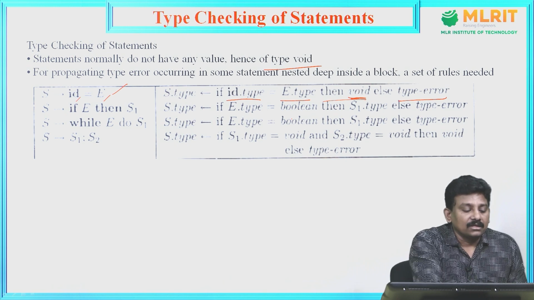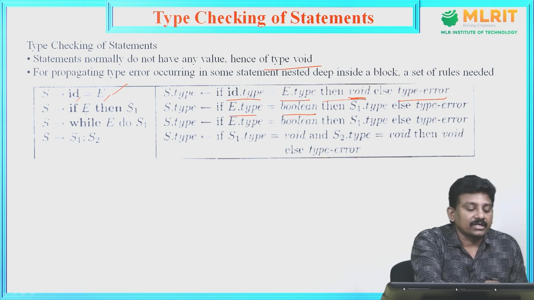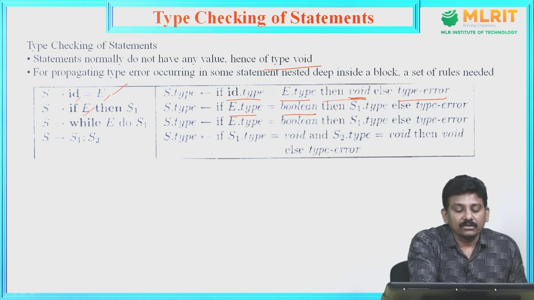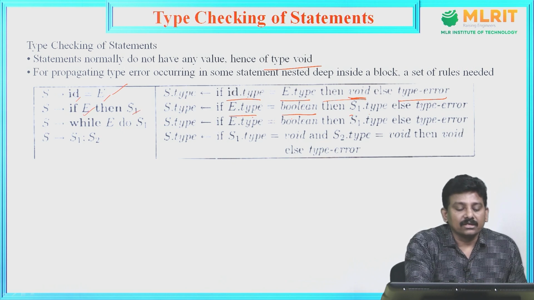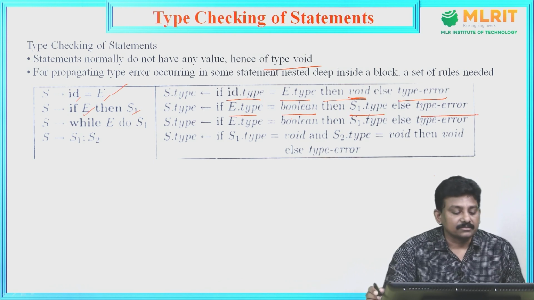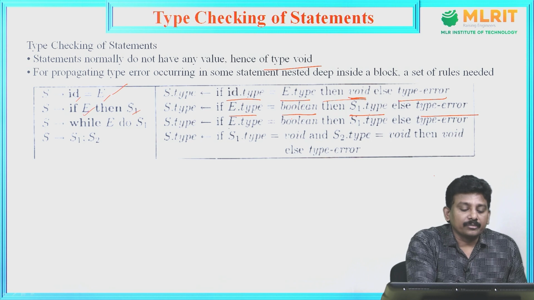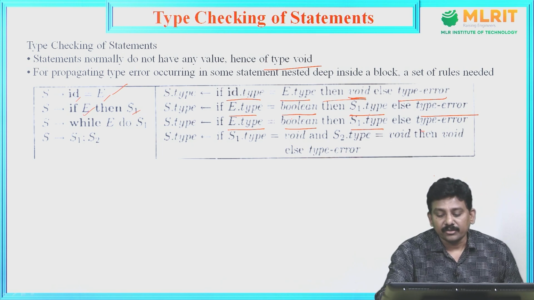Then s derives if e then s1. This is a conditional statement: if expression, then s1. That is, if e.type is boolean, that means the condition expression is true or false, then if the condition is true, s1 is executed. That means if e.type is boolean, then s1.type, else type error.